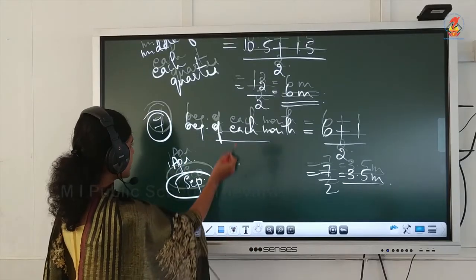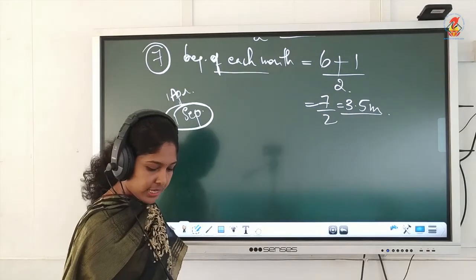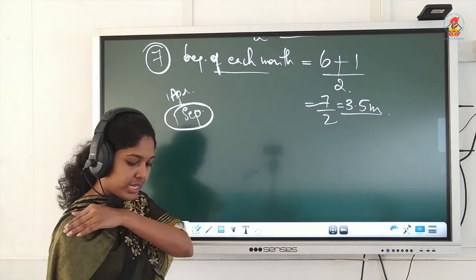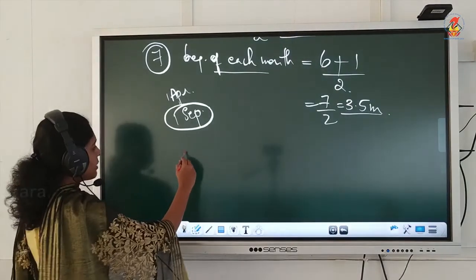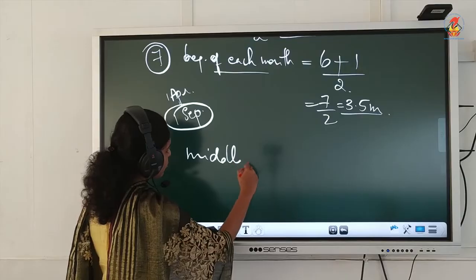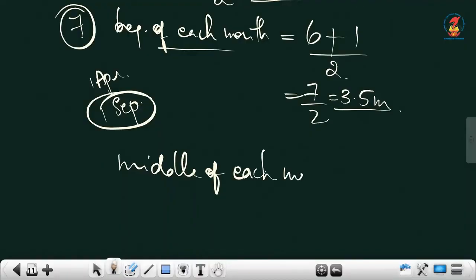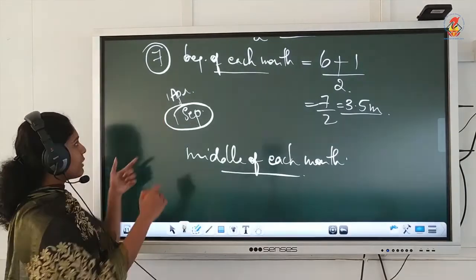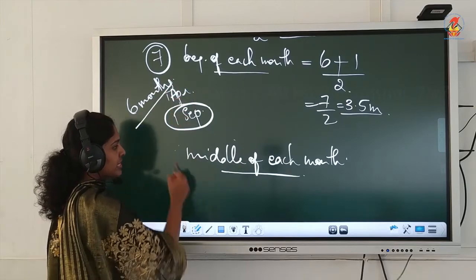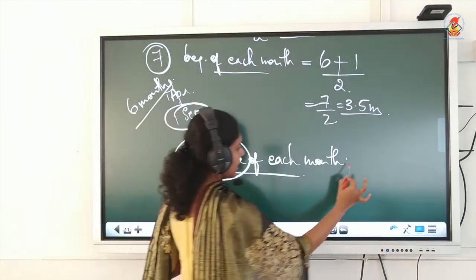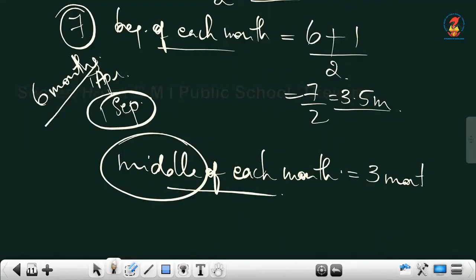Second subhead: in the middle of each month. Okay, if it is in the middle of each month and you are considering only 6 months, earlier we took 6 months as the average period when we considered the whole year. Now we are doing only 6 months, and if withdrawal happens in the middle, you have to take half as 3 months.